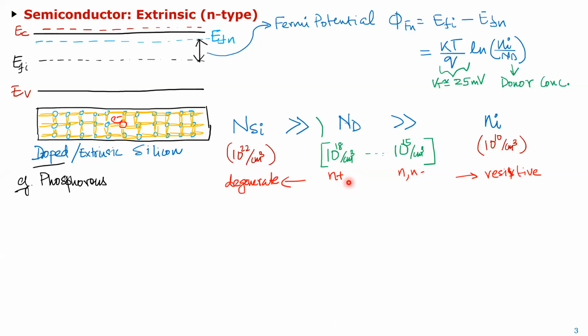Okay, and the Fermi potential, if it is doped around 10 to the power 18, is about 0.45 volts. If it is around 10 to the power 15, it's about 0.28 volts. Don't have to remember the numbers, but good to know these numbers because you can quickly calculate built-in potentials and stuff like that.